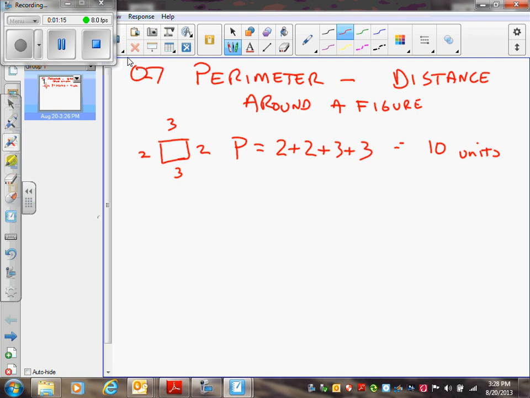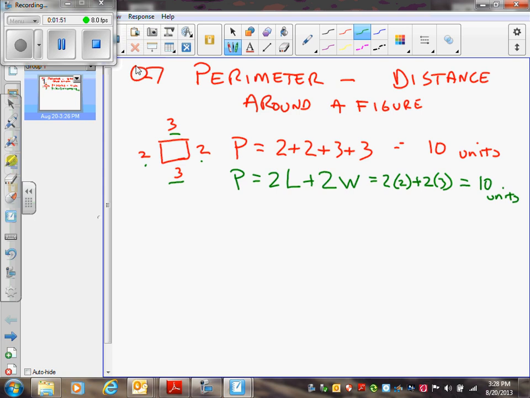Now, there's a quicker way to do rectangles. If you notice, I have 2 widths, and I have 2 lengths. So I could also go perimeter is 2 times the length plus 2 times the width. If we use this same problem, 2 times 2 plus 2 times 3 is still 10 units.